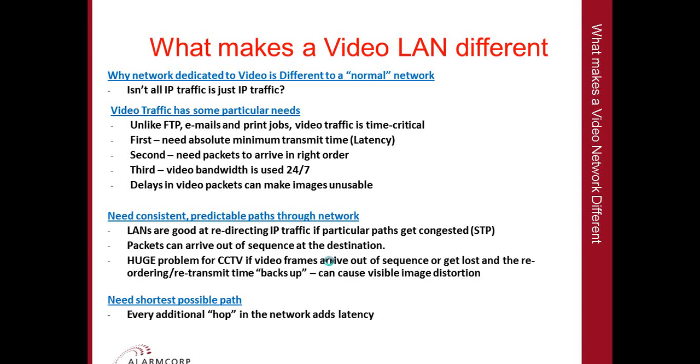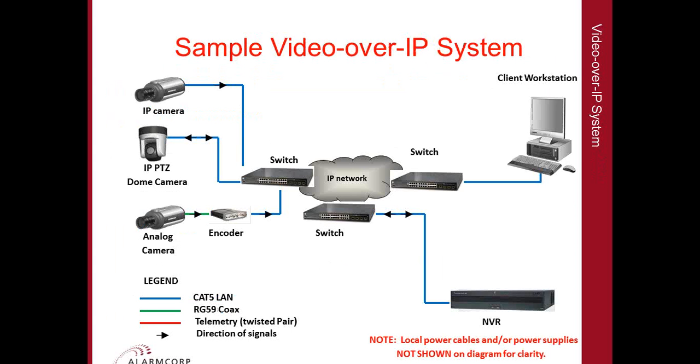Okay, now here we have a very basic, very simple video over IP system. We've got a few cameras out in the field. We have a mix of IP cameras. We've got an analog camera with an encoder, and we've got a few switches. And finally, back at the central location, we have a network video recorder, and we have a client workstation. Now, typically in these system drawings, the IP network is shown as a cloud, and we don't delve too much into the details of what actually is inside that cloud. Well, this time, let's go into it in a bit more depth.